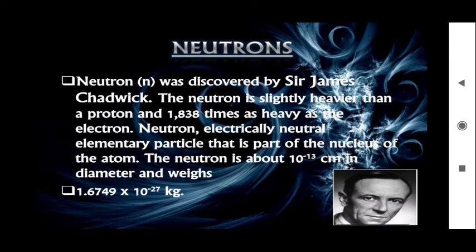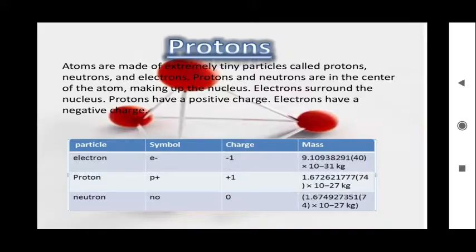Let us move to the protons. Protons are extremely tiny particles. Protons and neutrons are in the center of an atom making up the nucleus. Electrons are surrounding the nucleus. Protons have positive charge and its charge and its mass is given below.